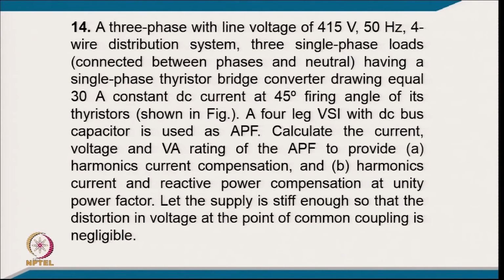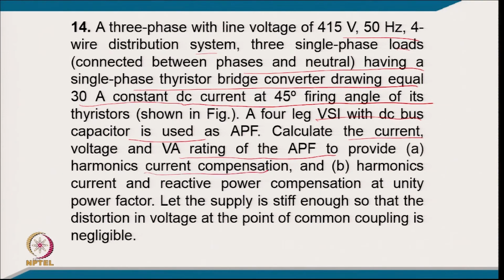So, coming now to the fourth numerical problem. A 3-phase line voltage of 415 volt, 50 Hz, 4-wire distribution system, 3 single phase loads connected between phases and neutral, having a single phase thyristor bridge converter with a constant DC current of 30 ampere at a 45 degree firing angle of the thyristor, and a 4-leg VSI with the DC bus capacitor is used as active power filter. Calculate the current, voltage and VA rating of active power filter to provide harmonic current compensation and reactive power compensation at unity power factor.